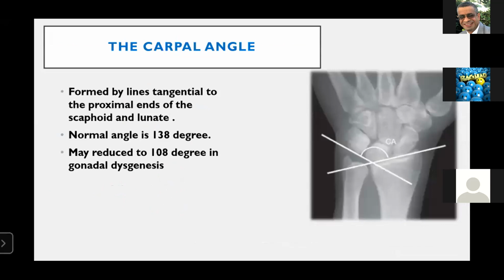Carpal angle. It's formed by a line drawn tangential to the proximal end of the scaphoid and lunate bones, crossed by a line drawn tangential to the proximal end of the triquetrum and lunate. It's 138 degrees normally. If reduced to 108, this is seen in gonadal dysgenesis.